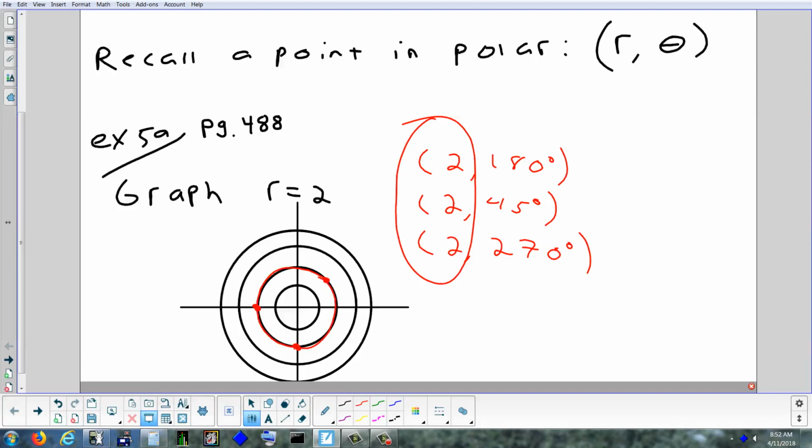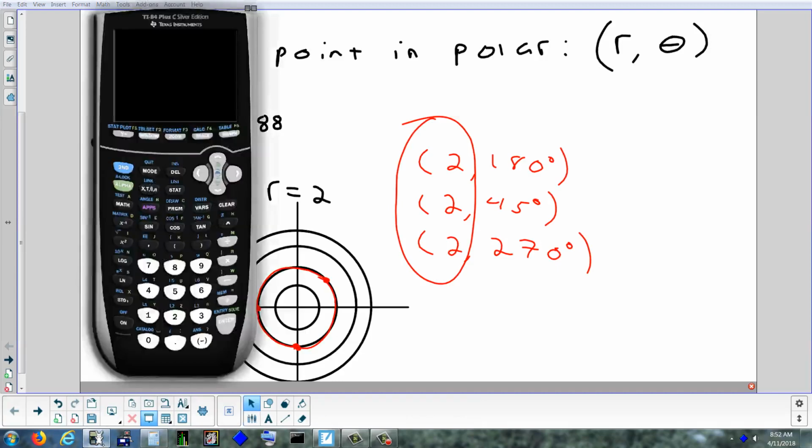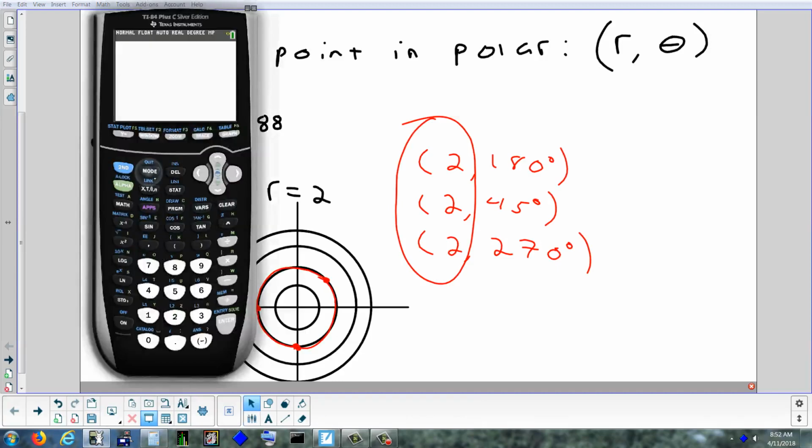If you want to graph that on the calculator, this is an easy one to take a look at. First thing we do is go to mode, put it in polar, and now when you press y equals, it doesn't say y equals anymore. It says r equals. So you have to type in r equals 2. Now, if I do zoom 6, it's going to set it from -10 to 10, -10 to 10.